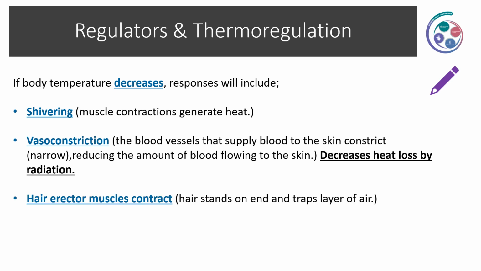Next, hair erector muscles contract, so the hairs will stand on end, mostly on your arms, and in turn this will trap a layer of insulating air, returning your body temperature to normal. And lastly, increased metabolic rate. So if the metabolic rate is increased, then more heat will be produced. Again, make sure you are aware of these responses to a decrease in body temperature. Make sure you are able to elaborate on these and you are not simply just writing the word shivering, but you are explaining how that returns your body temperature to normal.